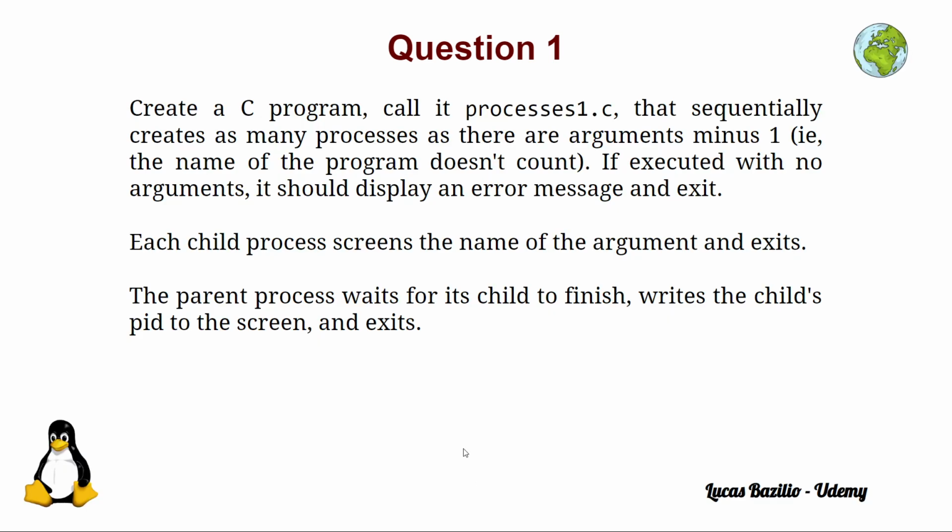This question says, create a C program with the name of processes1.c that sequentially creates as many processes as there are arguments minus 1. This is because the name of the program also doesn't count. If executed with no arguments, it should display an error message and also exit this program. Now, each child process prints the name of the argument and exits. The parent process waits for its child to finish, writes the child's PID, the process identifier of the child, to the screen, and also exits.